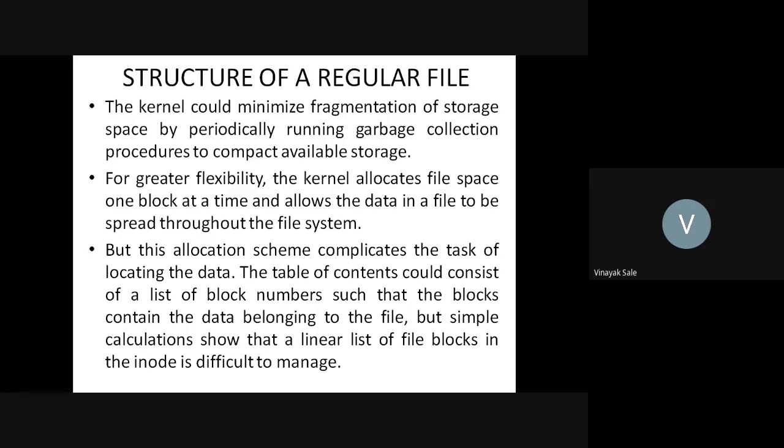But this allocation scheme complicates the task of locating data. The table could consist of a list of block numbers, such that each block number contains data belonging to the file. But a simple calculation shows that a linear list of file blocks in the inode is difficult to manage.